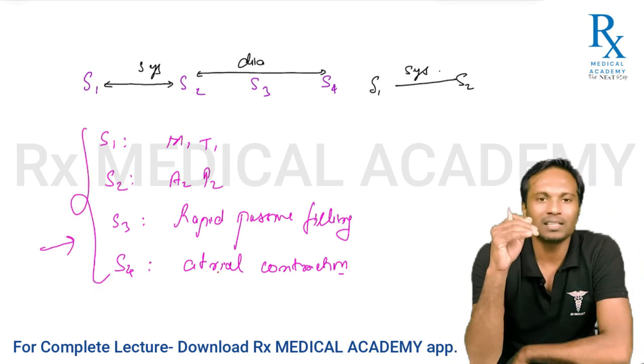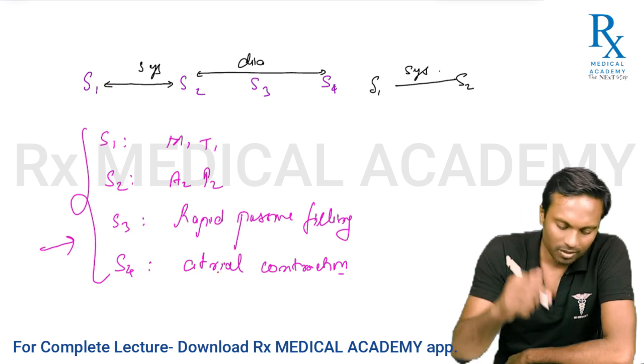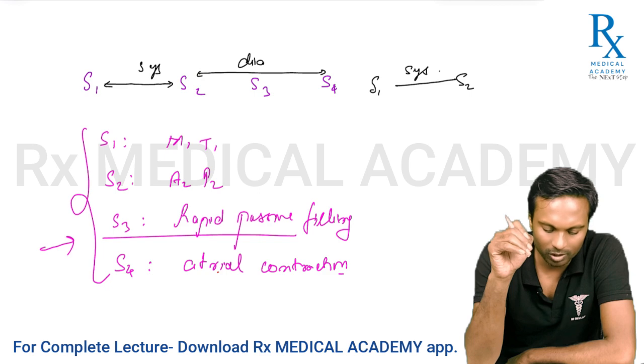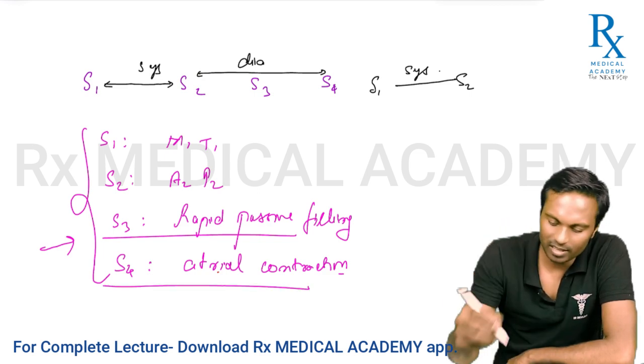So now you have a basic understanding of the genesis of all these four heart sounds. Once again, I would like to repeat that S3 can be physiological or pathological. S4 is always pathological, and S1 and S2 you guys know that they are normal heart sounds.